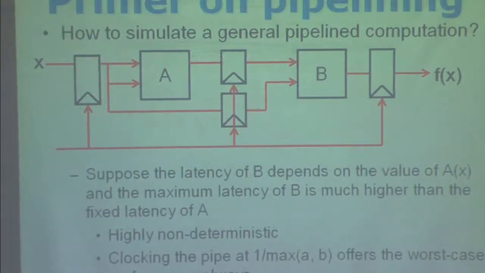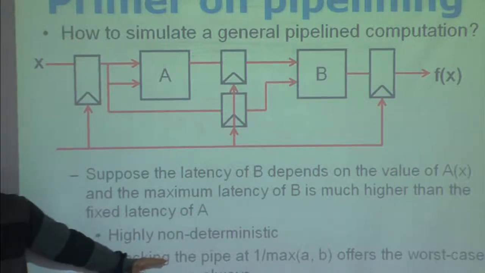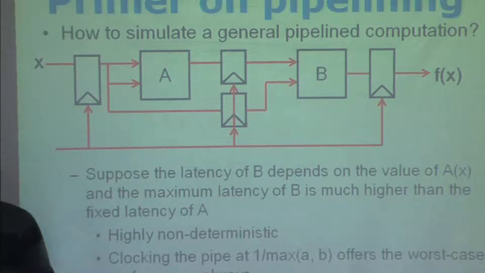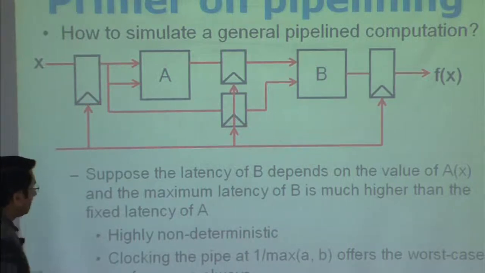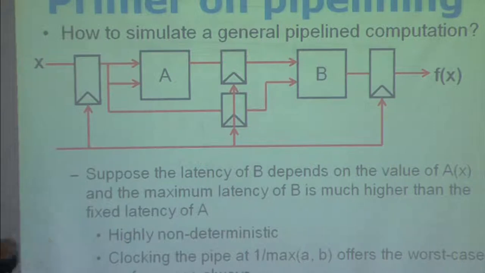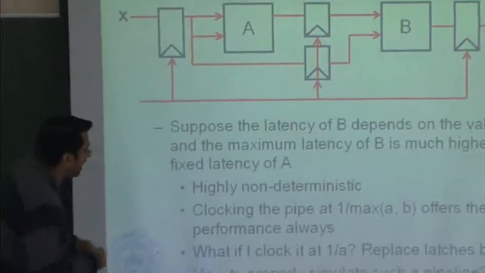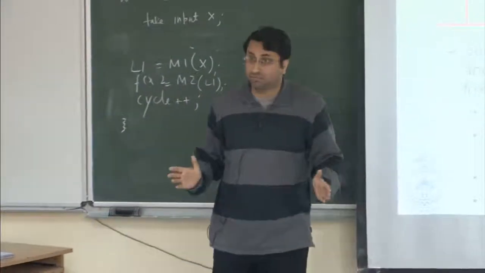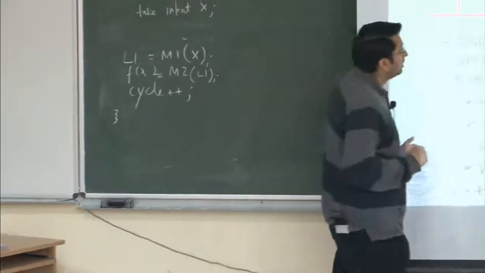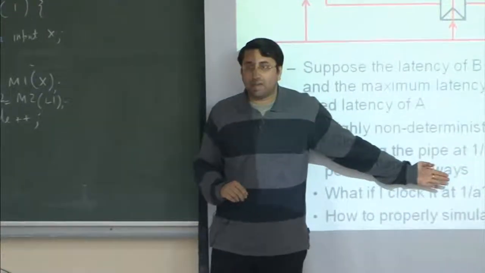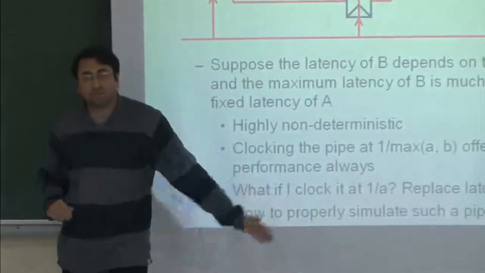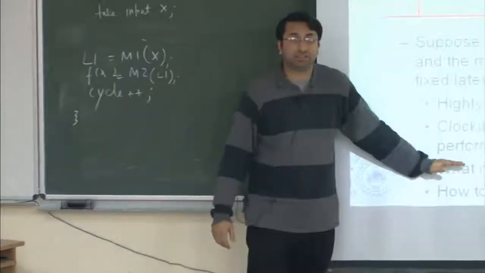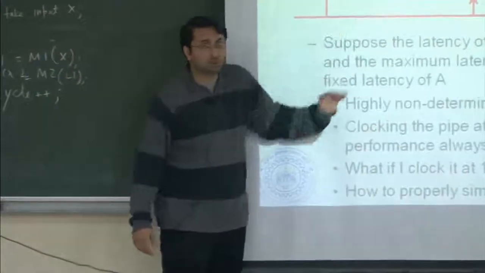So which means the computation of B is highly non-deterministic. Okay. Sometimes it takes a very small amount of time, sometimes it takes a very large amount of time. And that depends on the value of X. Okay, all right. And the maximum latency of B is much higher than A. Okay, so that means if you clock the pipe at 1 over max A comma B, that offers the worst case performance all the time. That's correct. There's no problem with that. Okay, so that's what we learned, right? That if you have 2 stages, you should take the max. But in this case, it's going to give you very poor performance. And actually, in most of the cases, we might be able to do better than this, because we are essentially designing the circuit for the worst case here.